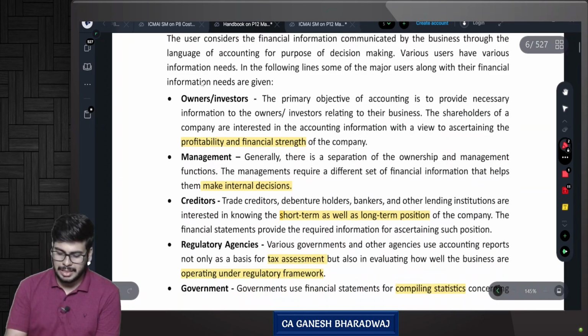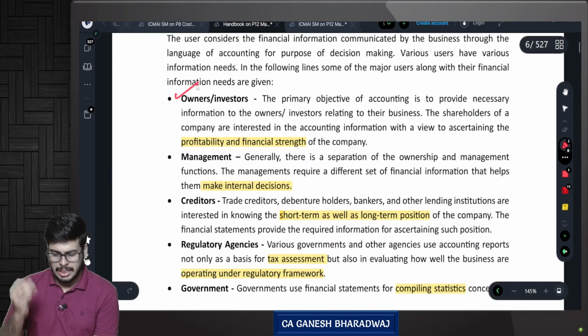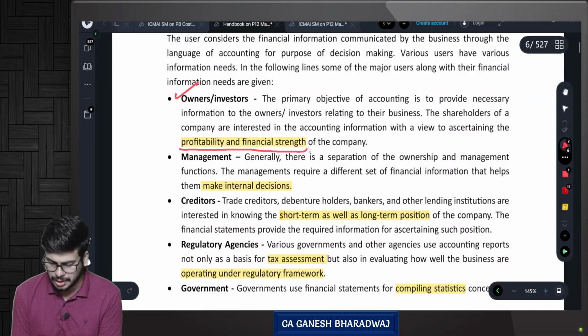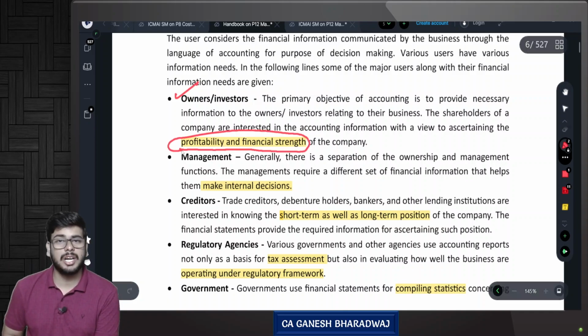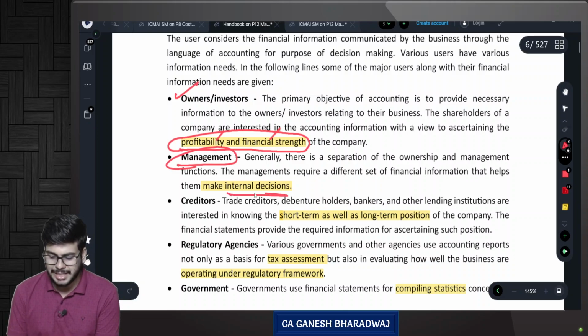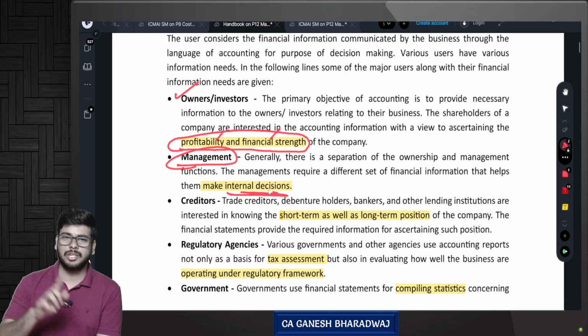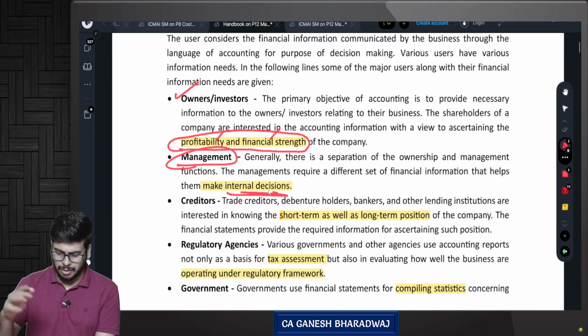Correct? So basically, if you see owners or investors, what are they looking for? They use the accounting data to know the profitability or the financial strength of the company. Profitability through the P&L, financial strength through the balance sheet. Management, they want to make some internal decisions. For that, they use accounting information. By accounting, I mean financial accounting or cost accounting or management accounting. They are just being very broad here. They are not being very specific.